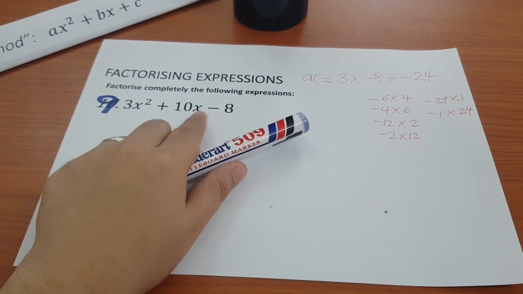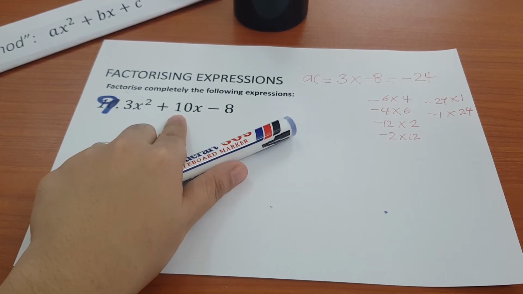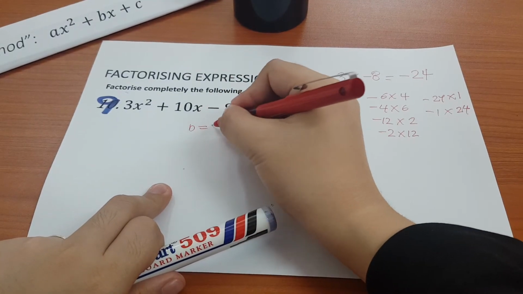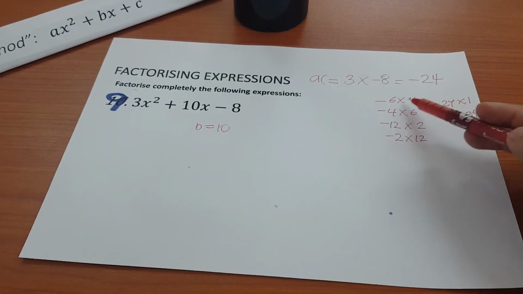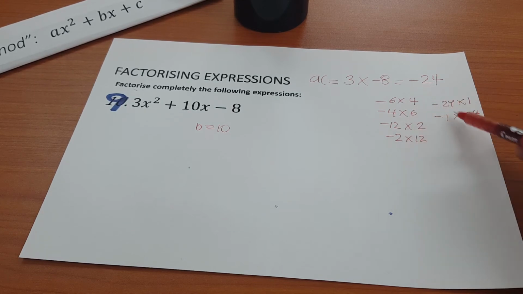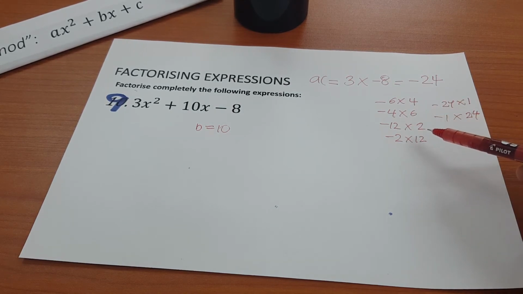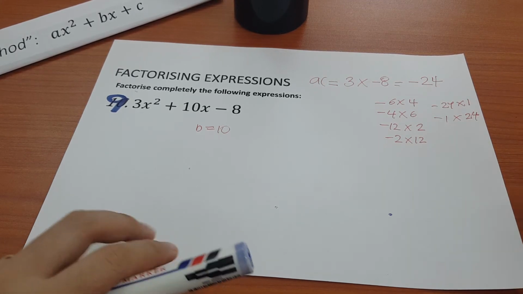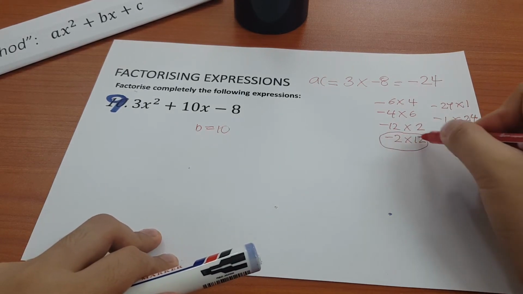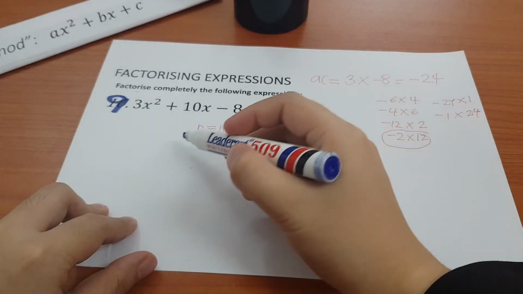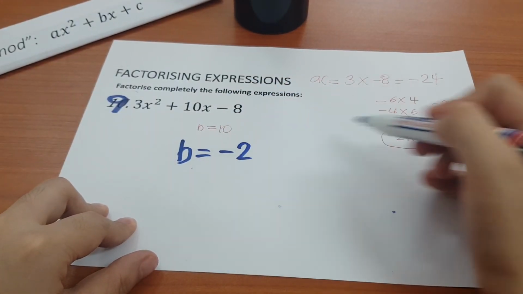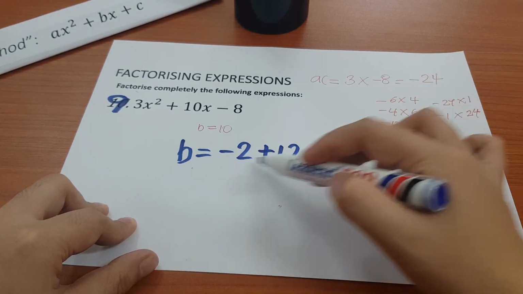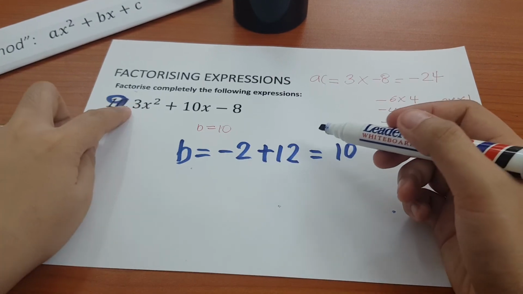Okay, so take note that B is 10. So we have to choose from these sets of factors which will give you a positive 10 when you add them. So in this case, this one, minus 2 and 12. Minus 2, you add it with 12, it's positive 10. So therefore, you will choose this set. So let's go back here.